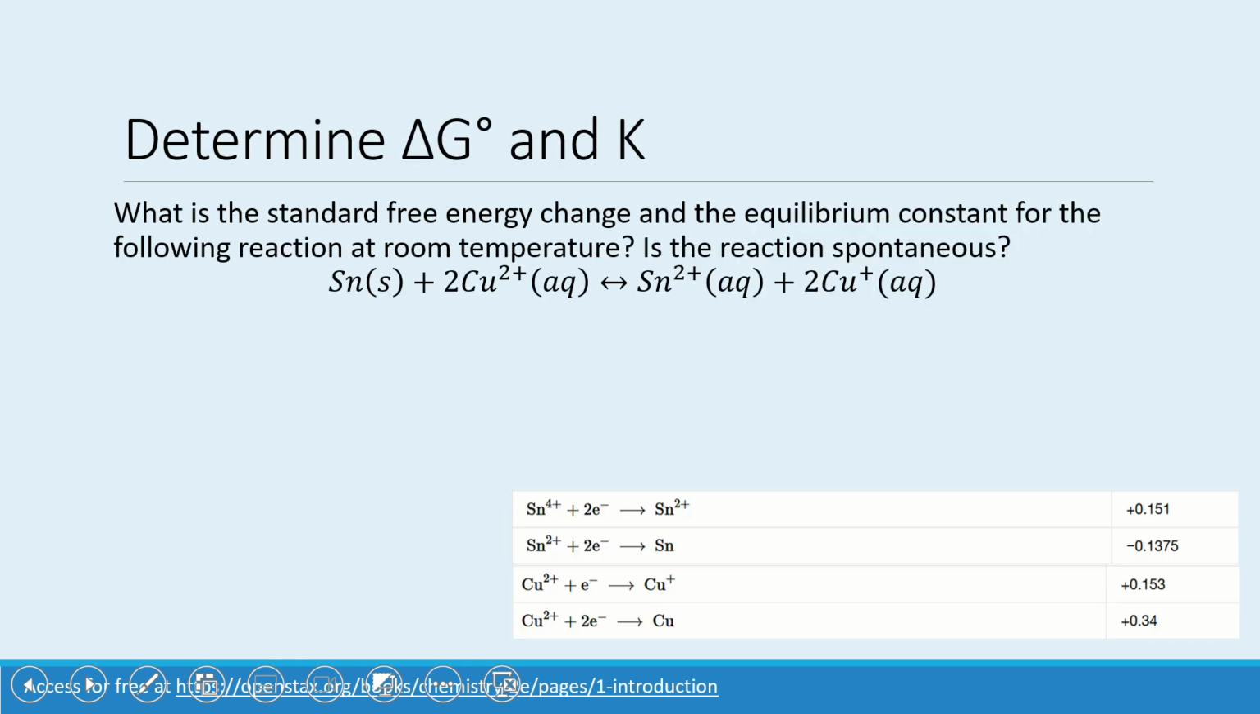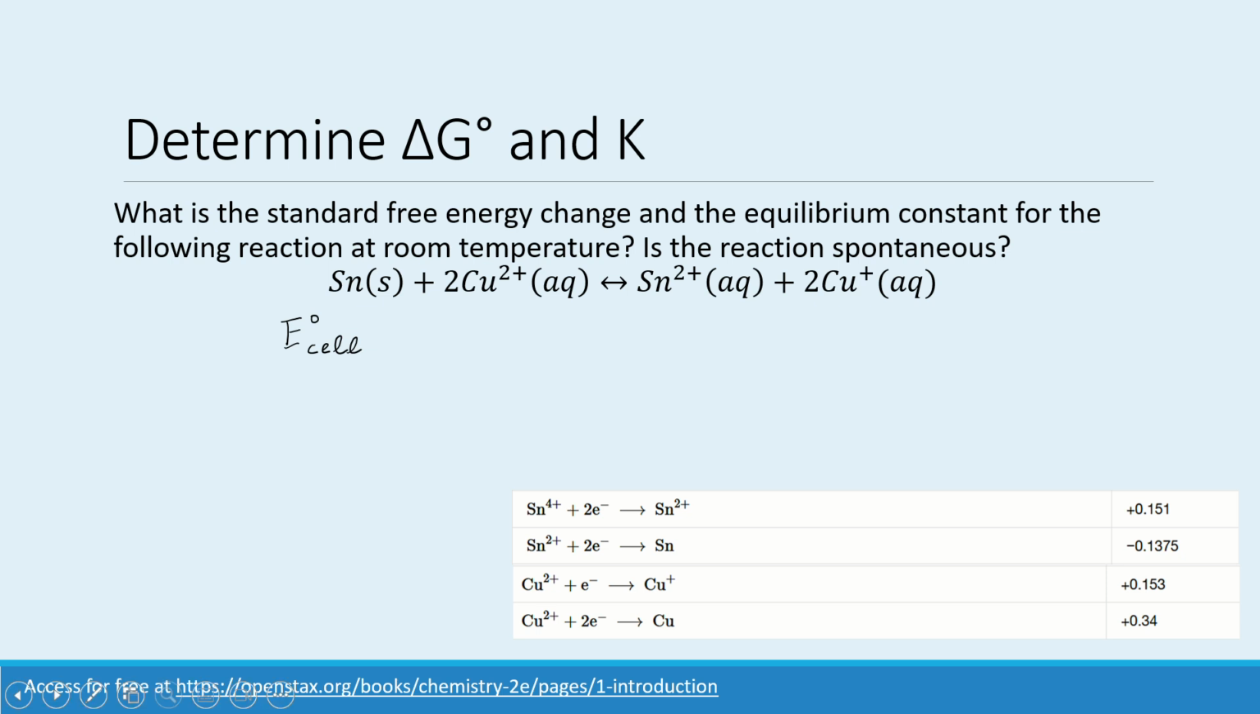Okay, so let's try an example where we try to relate all three of these variables. What is the standard free energy change and the equilibrium constant for the following reaction at room temperature? And is this reaction spontaneous? Okay, so we are first going to have to determine what is the standard cell potential, right? We need that before we can use the standard cell potential to find the other two variables. And so our first step is to determine what is E cell.